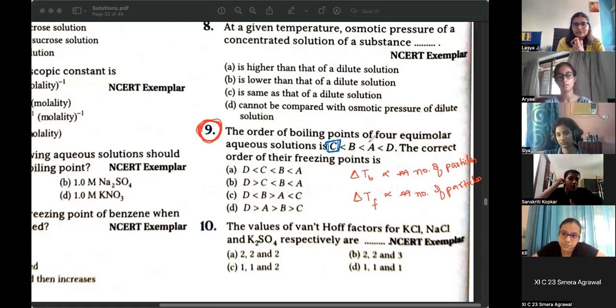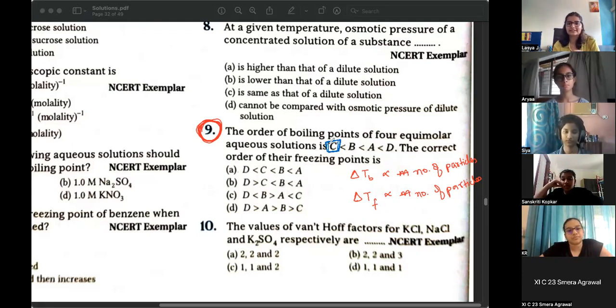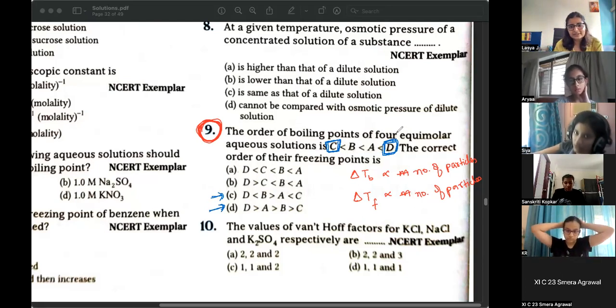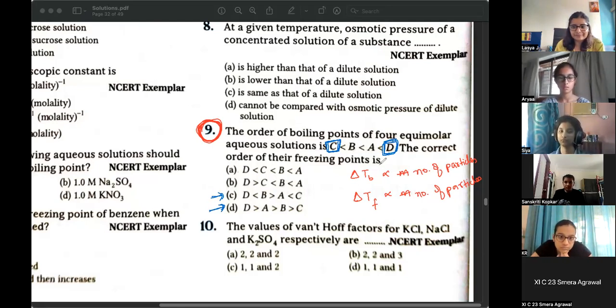So if depression in freezing point is lowest in C, overall C will have the highest freezing point? Wait, I got confused. I thought you're asking the lowest freezing point will be what? That will be C, but the depression will be lower only. Depression will be the lowest, so freezing point will be highest in C. So either it should be C or it should be D. Is it D? Take that. Highest boiling point is for D, which means elevation in boiling point is highest in D. That means lowest freezing point will be for D. Lowest freezing point for D. Then C. Yes. C is the correct option. C should be the answer.